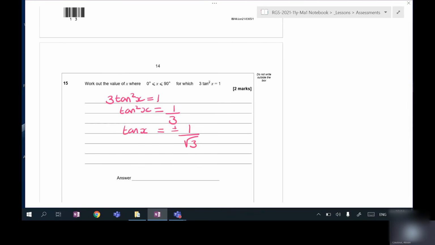We're only interested in the values between 0 and 90. So if you think about the CAST diagram, we're only interested in the one in this quadrant here. I'm not really interested in the negative 1 over root 3. I just want my principal angle for 1 over root 3. If you're not good at knowing these values, you need to learn them as a table. There is a hand trick if you Google hand trick on YouTube. I think that's quite tricky sometimes because it's easy to forget which fingers you have to divide by which fingers.